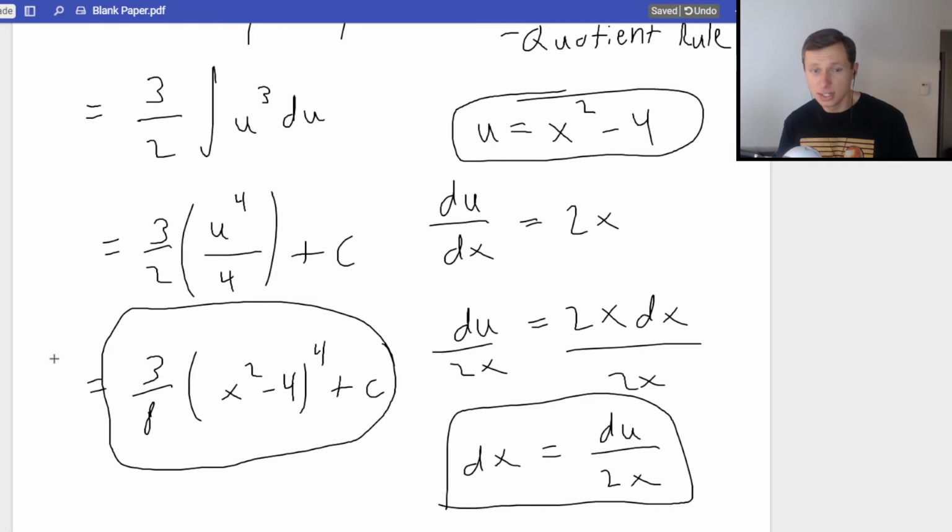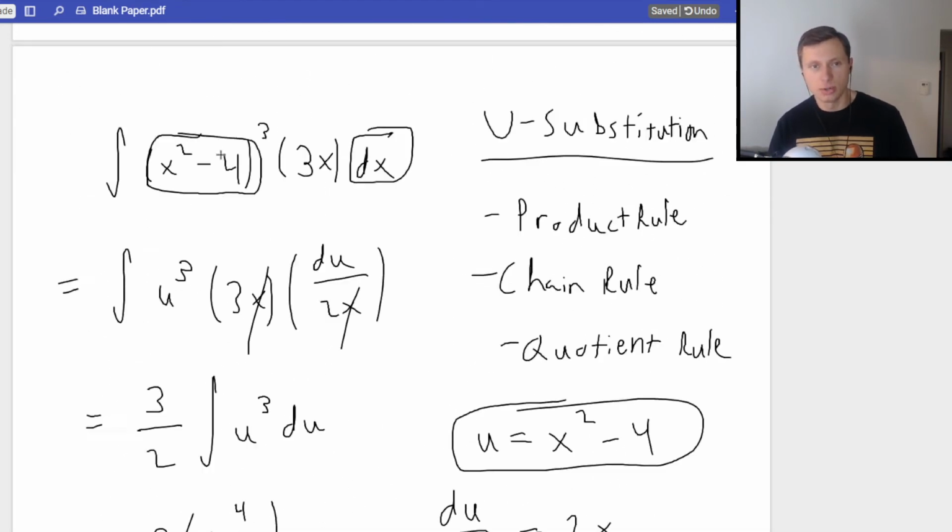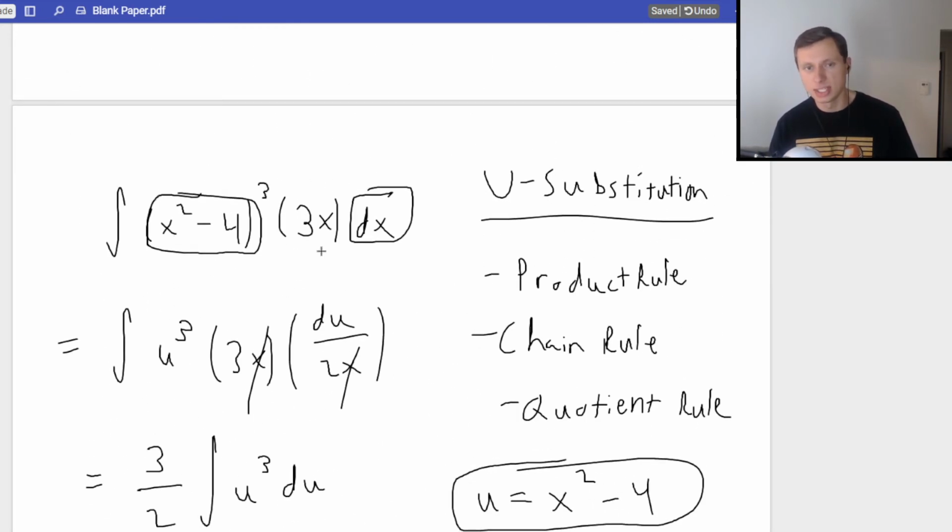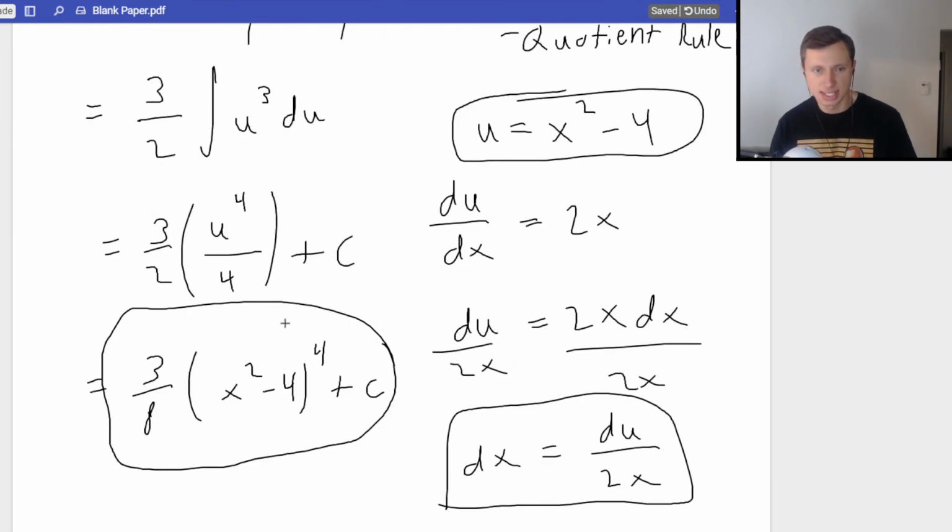And again, good news, we can check our answer by taking the derivative. Now, for this problem, I'm not going to lie, this is not easy to take the derivative, but if you were to take the derivative, you would end up with your initial problem in the integral, which was x squared minus 4 cubed times 3x dx. Any questions on that one? We're about to do a bunch more u substitution problems.